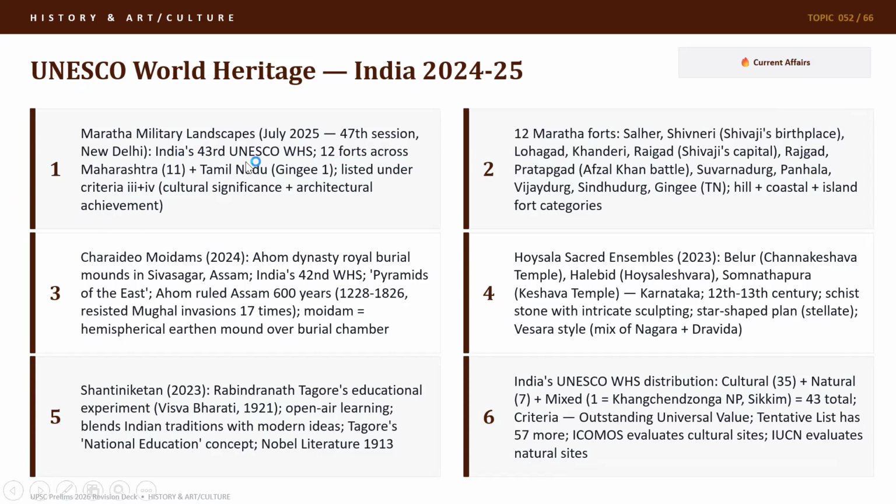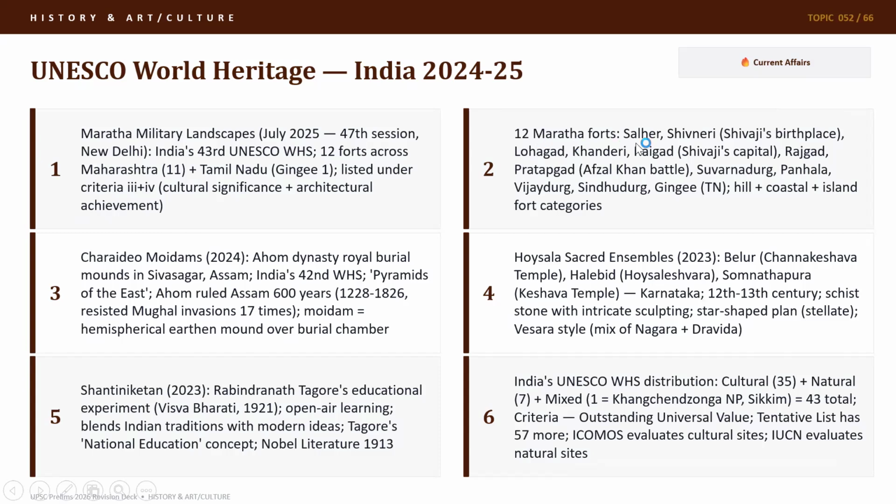They were listed under criteria 3 and 5, cultural significance and architectural achievement. So this is very important. Whenever you study UNESCO World Heritage Sites, tangible, intangible heritage, you should also know the criteria under which they are listed. UPSC is going into the depth of these things. Once you know why they have been listed, and the different criteria under which the country applies for these sites to be listed, that becomes very important. So for the Maratha military landscape, we use criteria 3 and 5, culture and architecture.